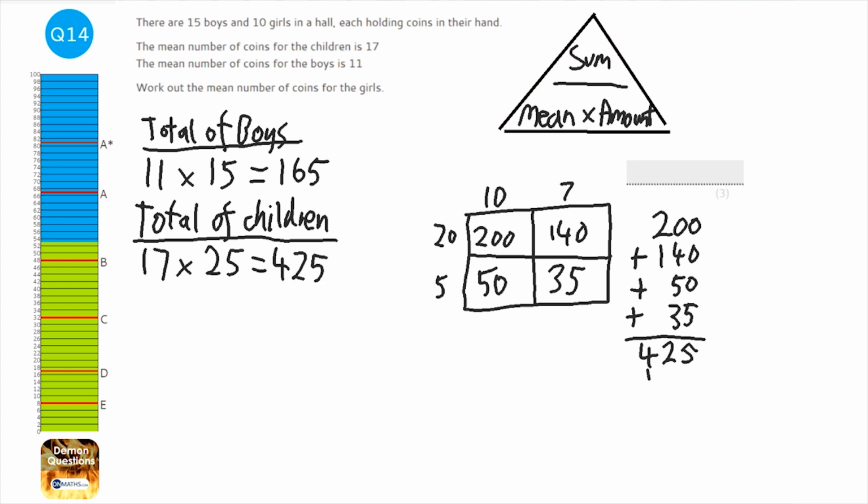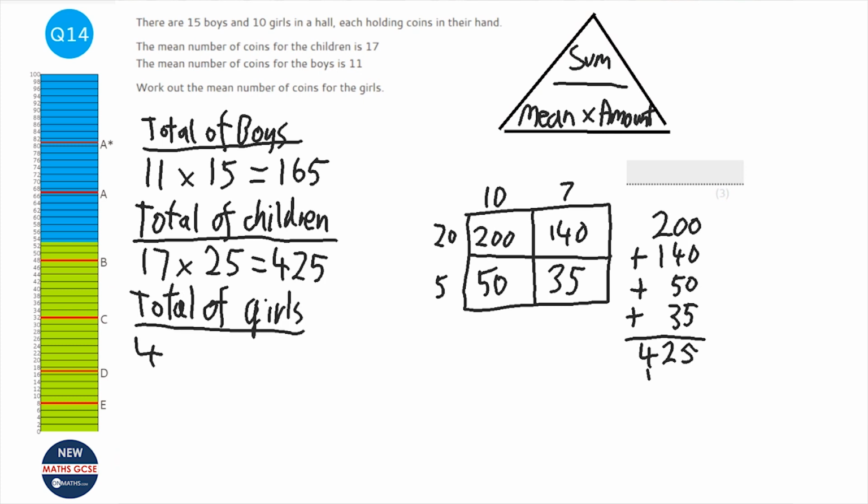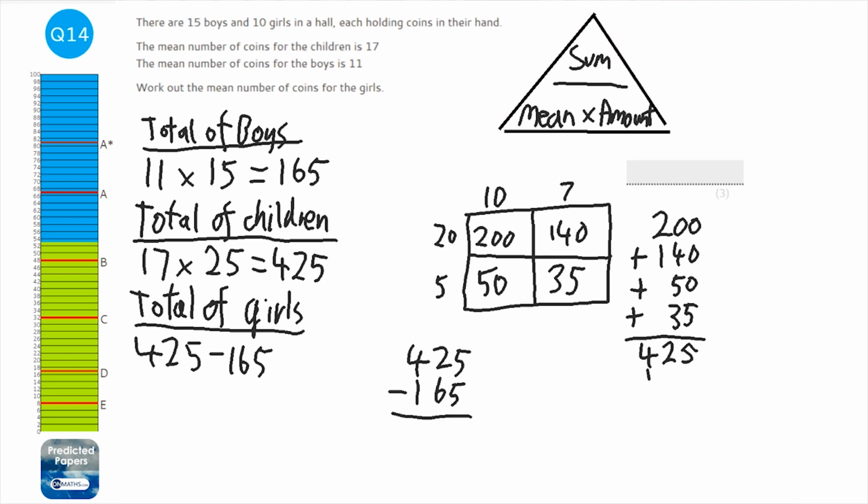So the total of the children is 425, the total of the boys is 165. So therefore the total of the girls is the total take away the boys' total. So 425 take away 165. So that's going to be 0. I'm going to have to borrow one off that. So that's 6, 2. So that's 260. So all the girls added together is 260.